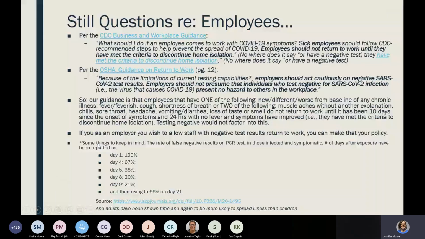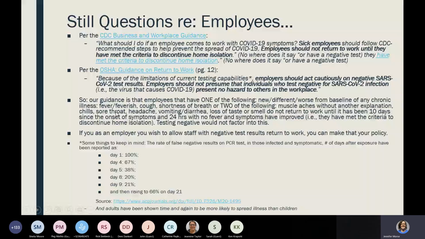I still get this question about employees and sickness, so I'll just review it again. When you have employees that have fever, cough, or shortness of breath, or two of the following symptoms: muscle aches, chills, sore throat, headache, vomiting, loss of taste or smell. Basically they meet those criteria for COVID symptoms.